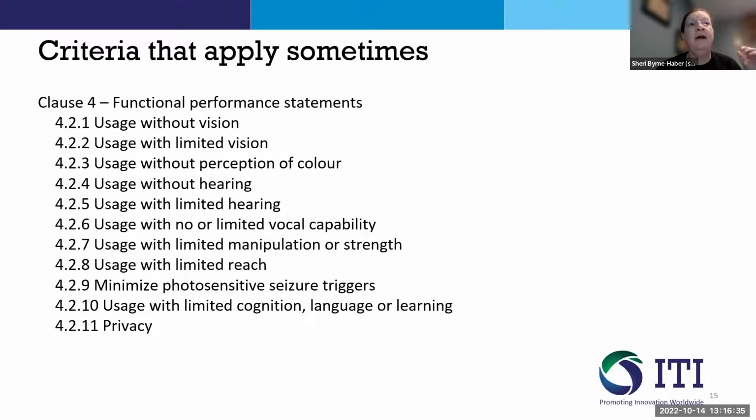4.2.6 is usage with no or limited vocal capabilities. 4.2.7 is usage with limited manipulation or strength. 4.8 is usage with limited reach. 4.9 is minimizing photosensitivity seizure triggers. 4.10 is usage with limited cognition, language, or learning. And 4.2.11 is privacy.